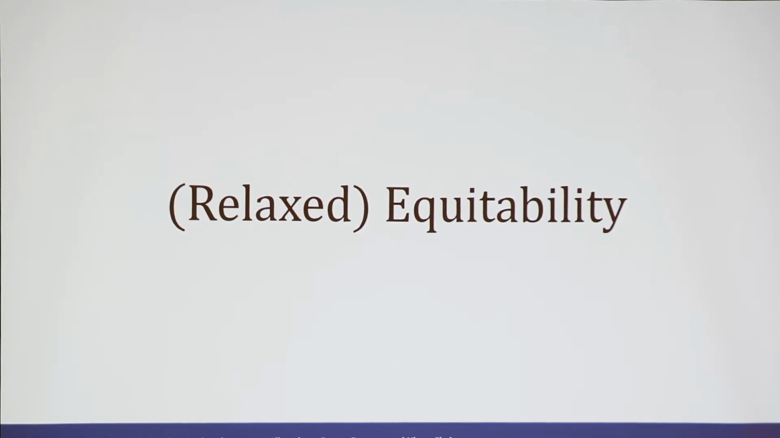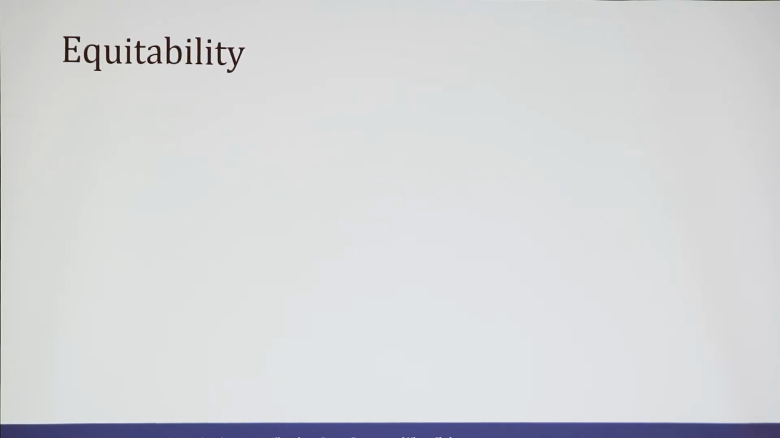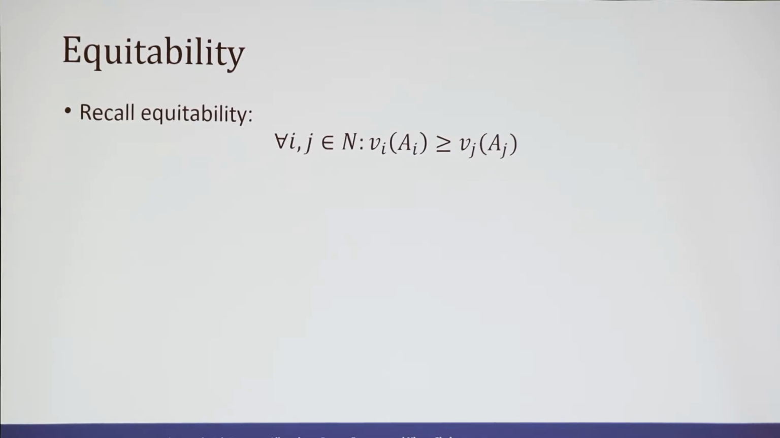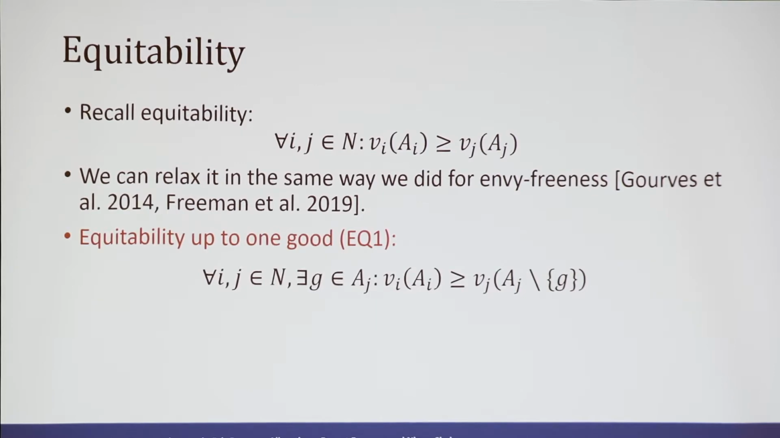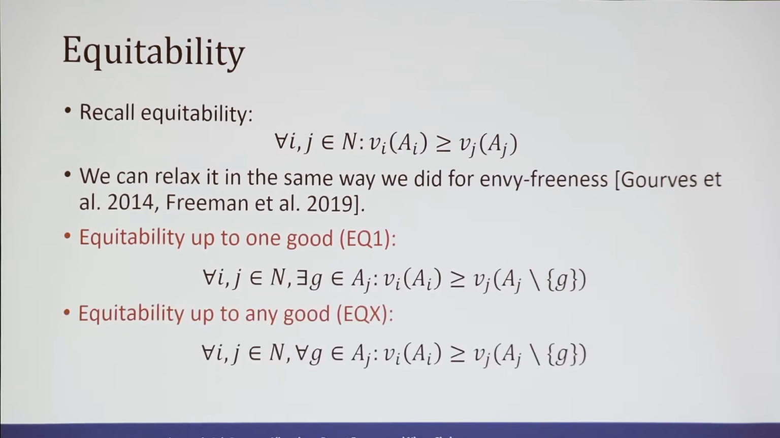Okay, so now we've talked a lot about envy-freeness and proportionality and relaxations of them. That's what we've been talking about so far. Let me briefly talk about relaxed equitability notions. It's the third of the 3 main properties we had for cake cutting. So equitability suffers exactly the same problems as before with indivisibilities, right? Okay, so what we can do is we can relax it in exactly the same way we did for envy-freeness. So we can define up to 1 good and up to any good variants.